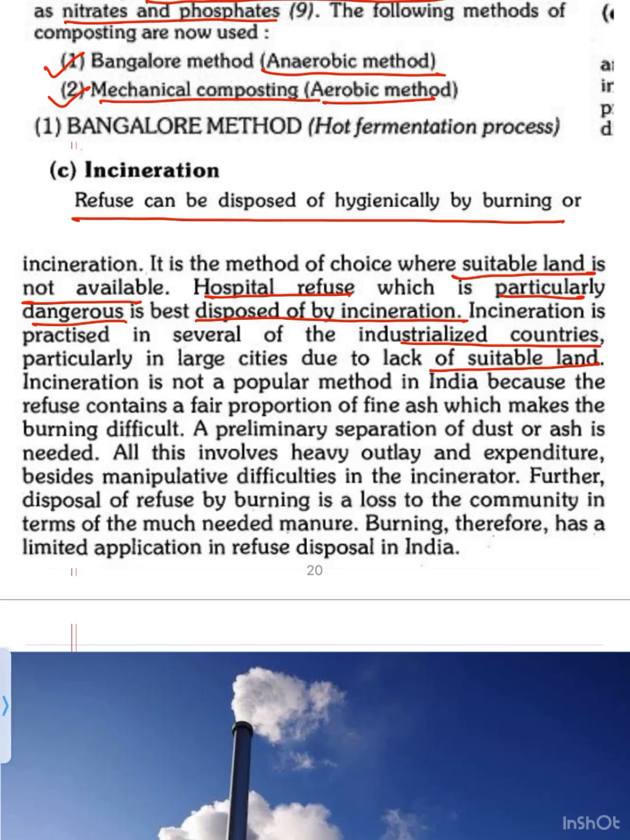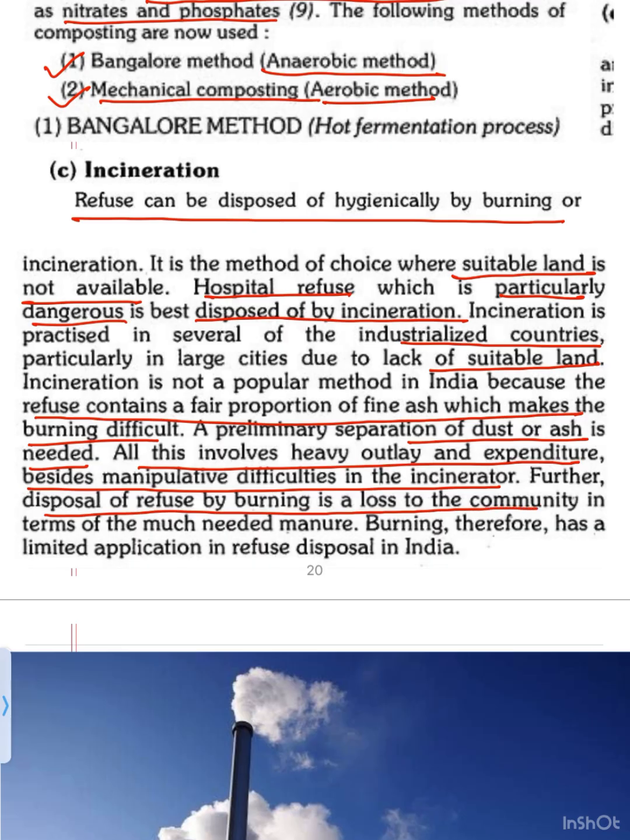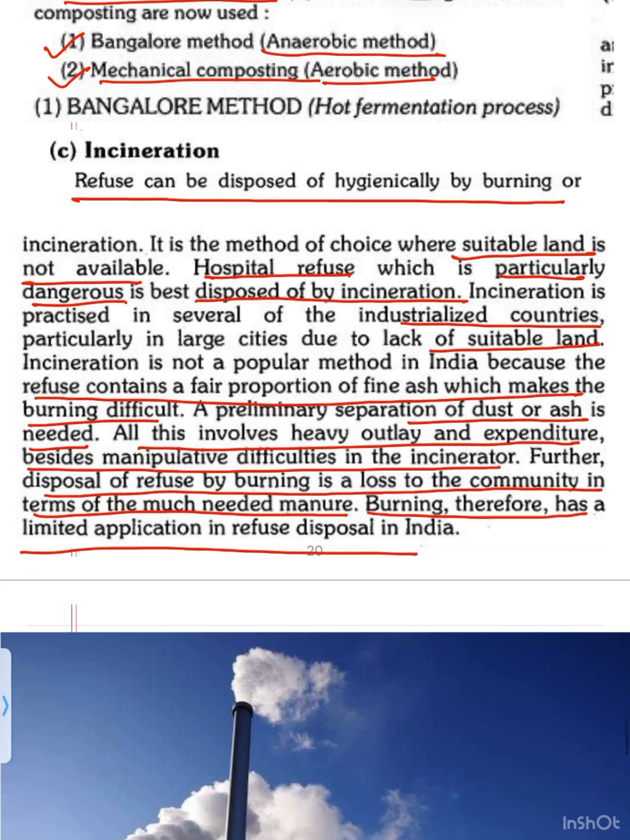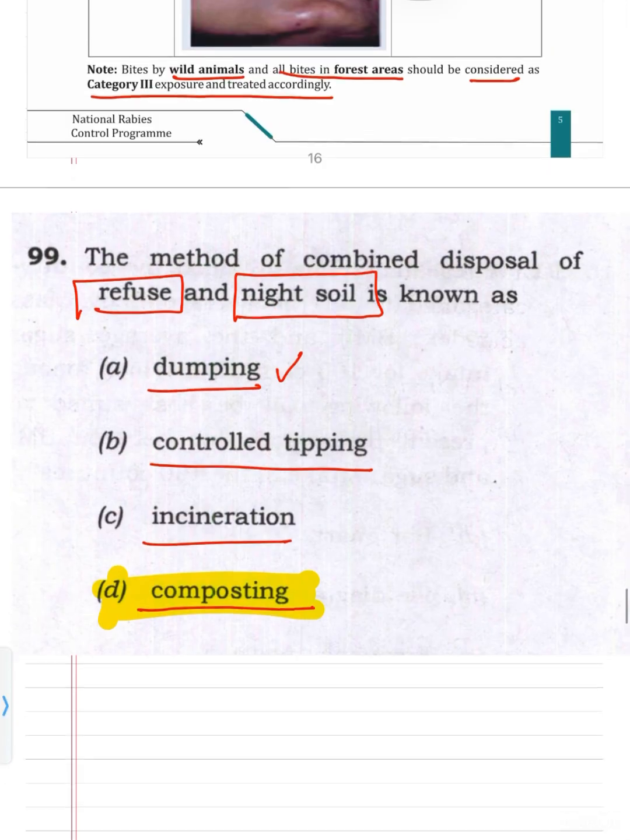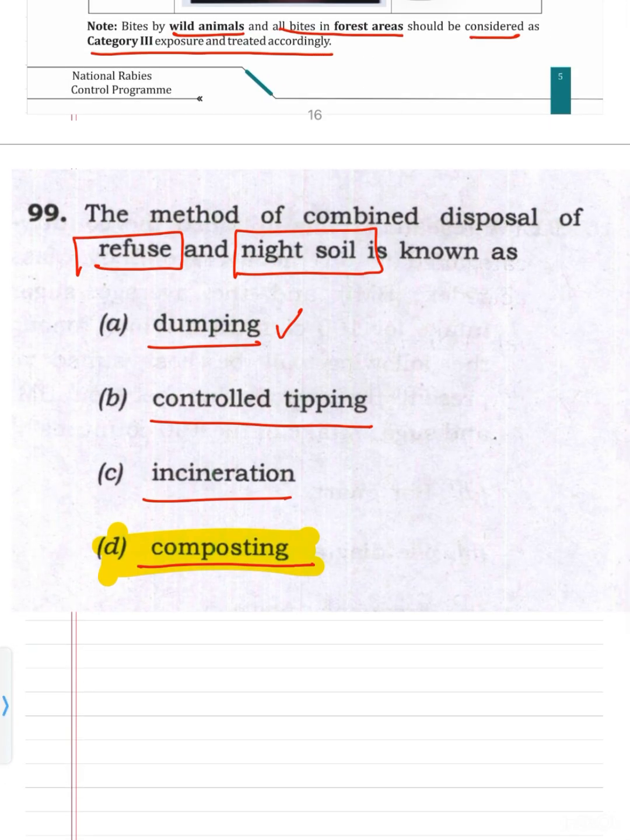Incineration is not a popular method in India because the refuse contains a fair proportion of fine ash, which makes the burning difficult. A preliminary separation of dust or ash is needed. All this involves heavy outlay and expenditure, besides manipulative difficulty in the incinerator. Further, disposal of refuse by burning is a loss to the community in terms of much-needed manure. India is an agricultural country and we need manure, so burning has limited application in refuse disposal in India. So about this question, the method of combined disposal of refuse and night soil is known as composting.